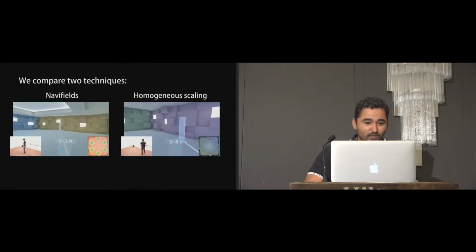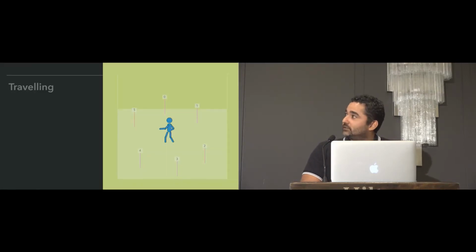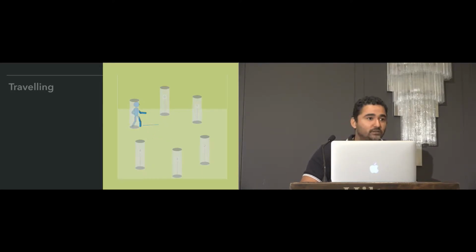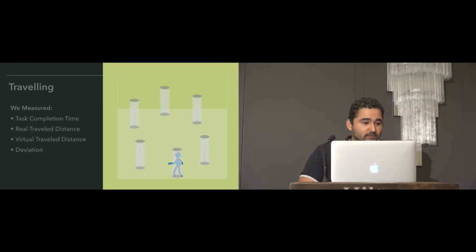Well, let's talk more in detail about these two-step tasks. The first one is traveling, and we are using 6 flags where the user needs to go through some semi-randomized path. If you want to know more about this semi-randomization, please refer to the paper. There is a nice explanation there. And, of course, we wanted to assess task completion time, starting from the point that the user reached the first flag and finishing at the point where the user reached the final one.